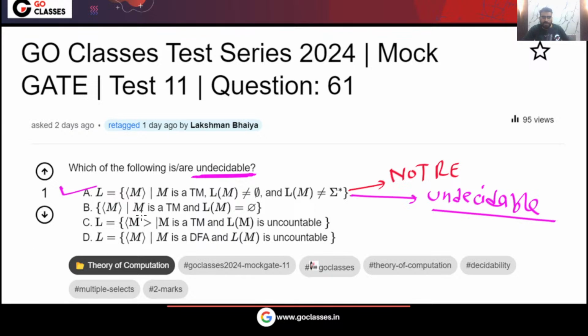What about option B? L(M) equal to phi. This is also a non-trivial property, but this is actually RE, yes or no? Sorry, what about this one? This is also not RE. This is a non-monotonic property also. This is also not RE, and this is undecidable also.